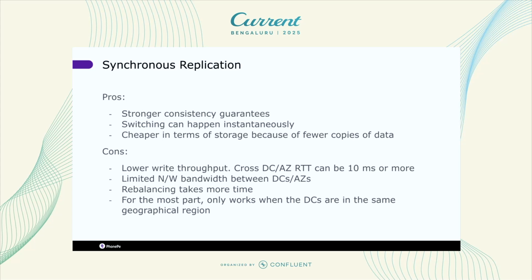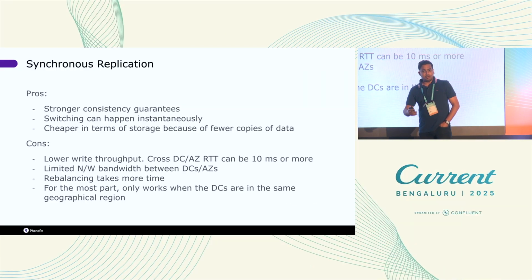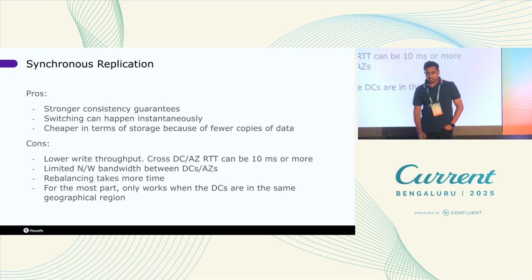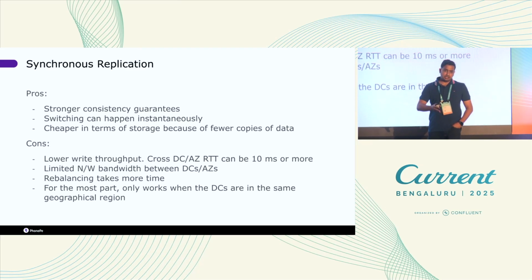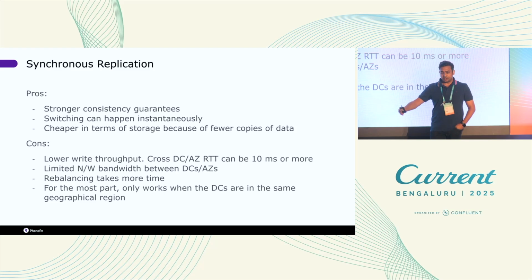Next, I'll talk about the pros and cons of synchronous and asynchronous. Synchronous gives you stronger consistency guarantees because a client gets an ack only once it is replicated across both data centers. So it is strongly consistent. Consumers can instantaneously switch from data center 1 to data center 2. No offset translation is needed. If your data center 1 is down, consumers can instantaneously shift to data center 2 because all of the offsets, etc., have already been copied to the other data center in synchronous fashion.